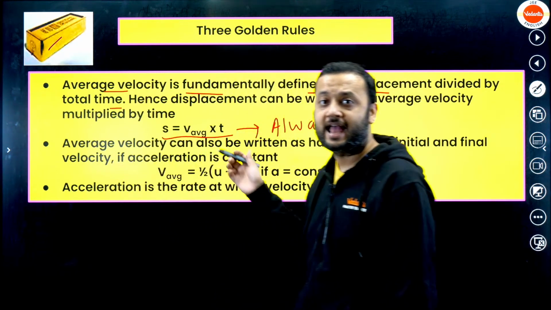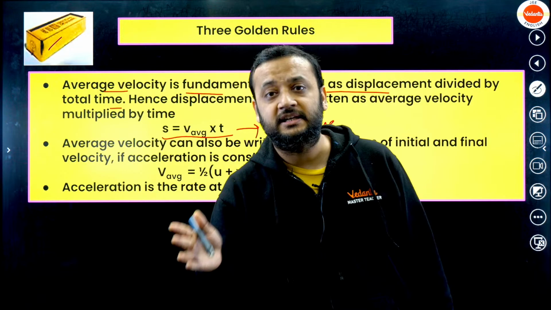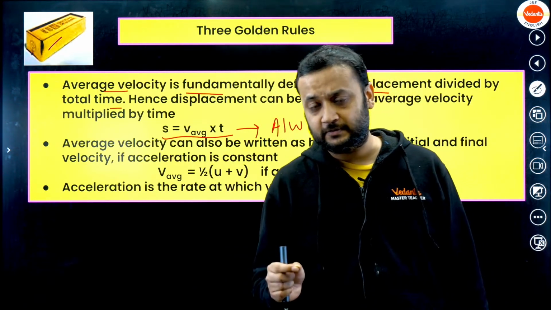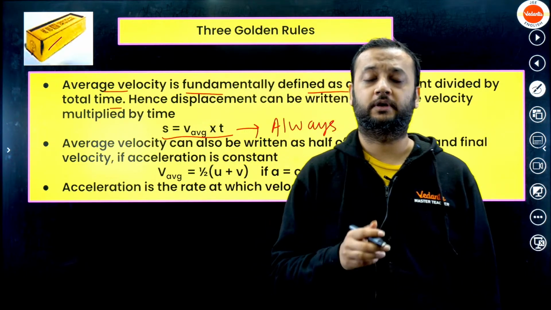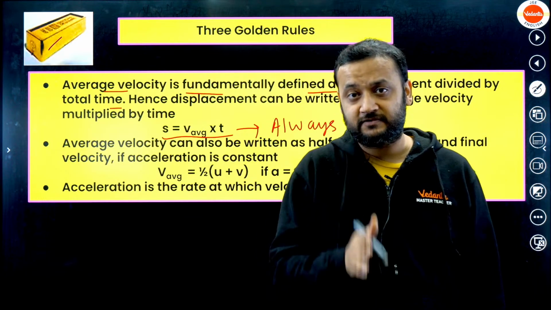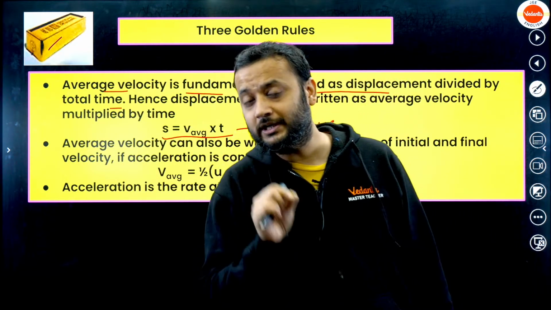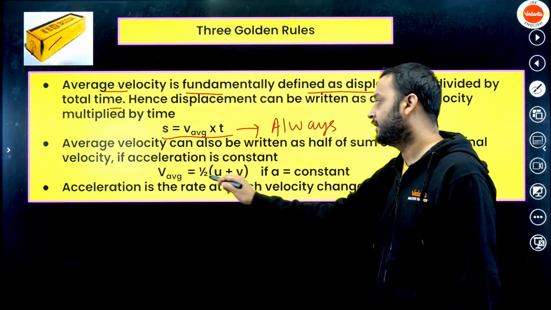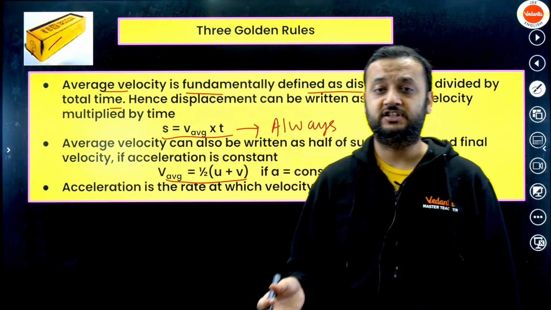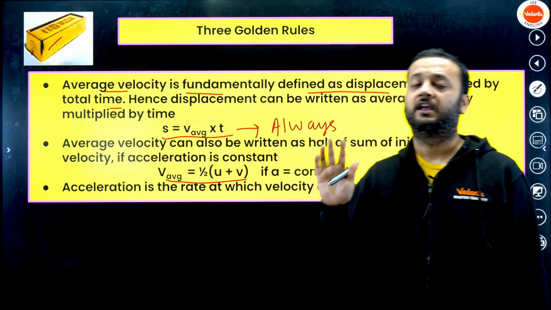Now what is the second rule? The second rule says that average velocity can be written as the arithmetic mean of initial plus final velocity if the acceleration is constant. What is the arithmetic mean? Initial plus final by 2. So you can write average velocity as half of initial plus final, but only if acceleration is constant. This is rule number 2.